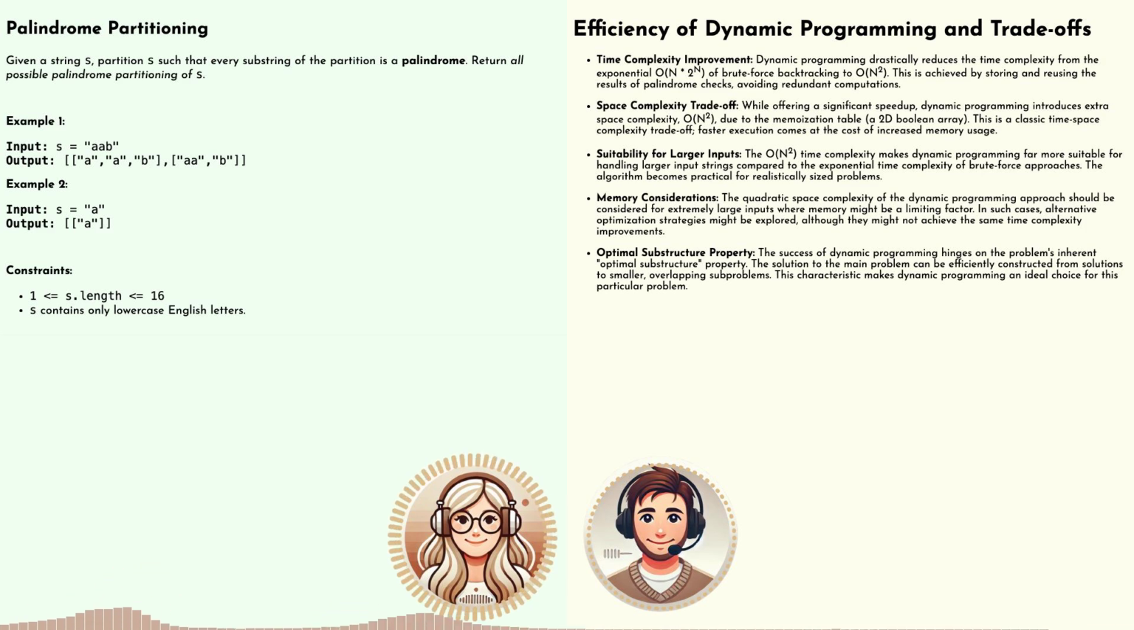Yeah, you're right. There is a trade-off. While dynamic programming saves us time, it does require more memory to store that DP table. Right. The space complexity of dynamic programming for palindrome partitioning is also proportional to the square of the string's length. So we're trading space for time, which is often a good trade in computer science. Yeah. But I'm curious, is there a way to maybe get the best of both worlds? Like the speed of dynamic programming, but without the extra memory cost?